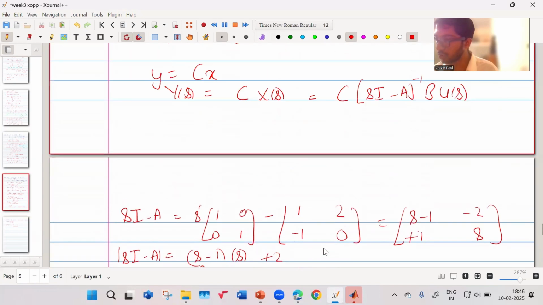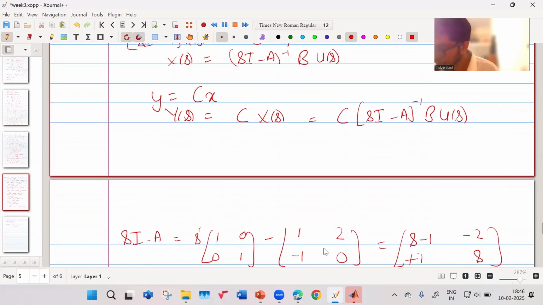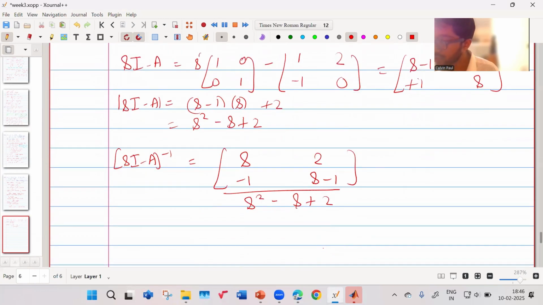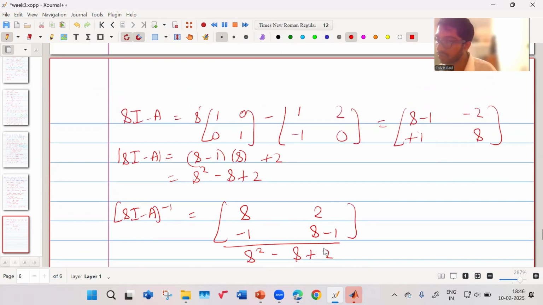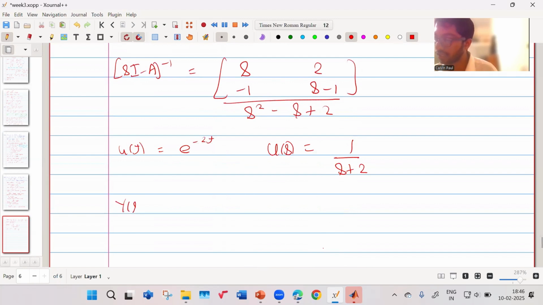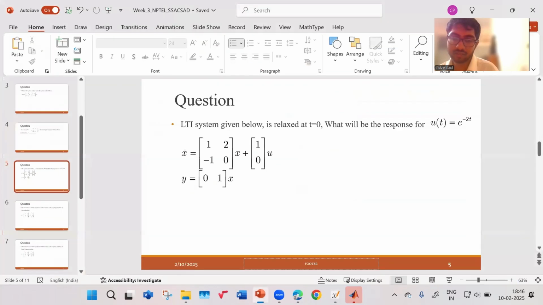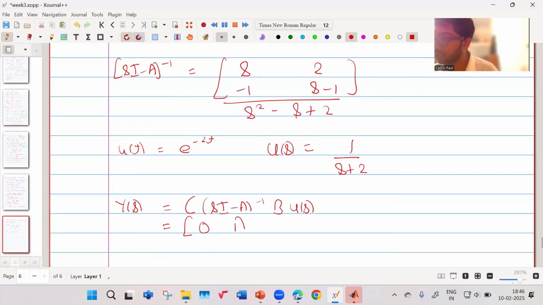Now what we will try to find: our u of t actually is e to the power minus 2t, so u of s is equal to 1 upon s plus 2. So let us find y of s. y of s is C into (sI minus A) inverse into B into u of s. What is C? Our C is, sorry, [0 1].